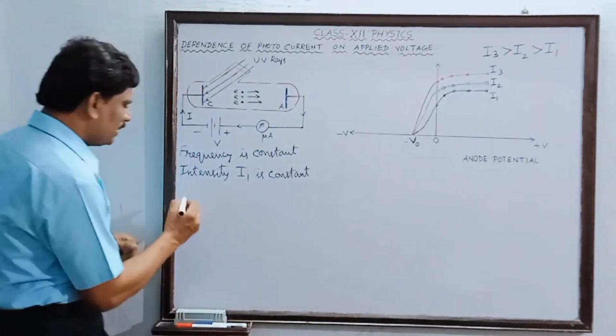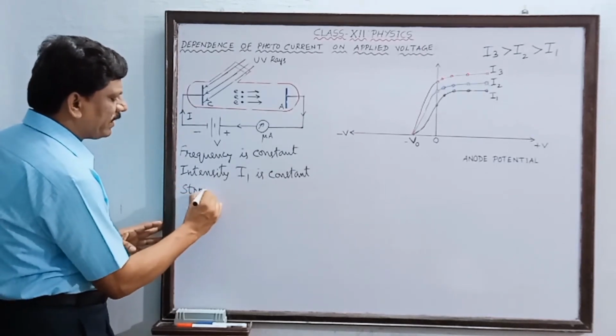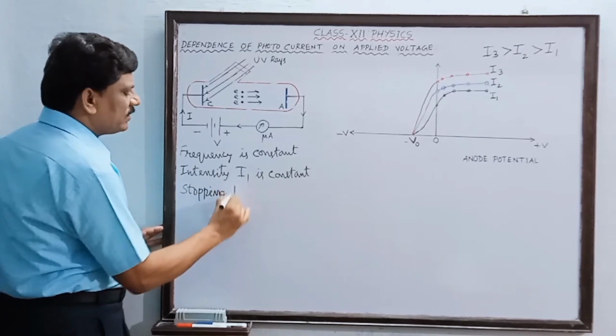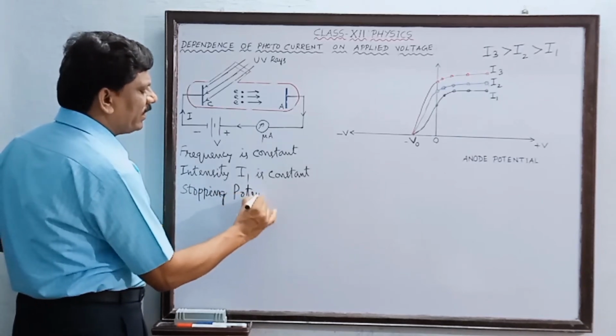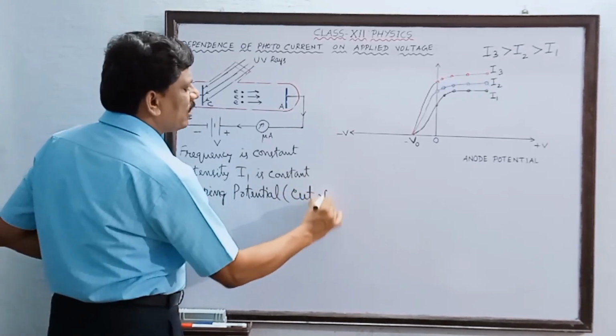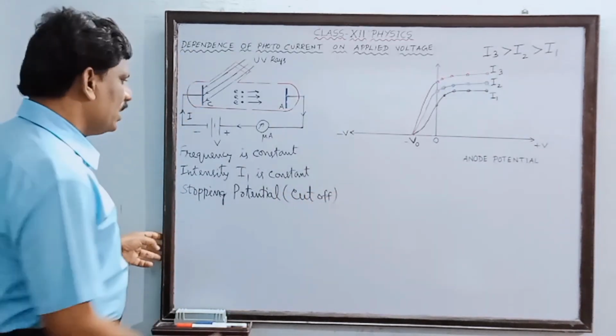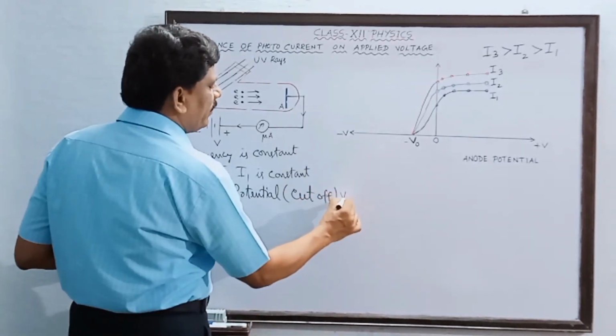Okay, students. So what is meant by stopping potential? This is a new definition we are learning now. This stopping potential is also called by another name, the cut-off potential, and it is denoted by V naught.